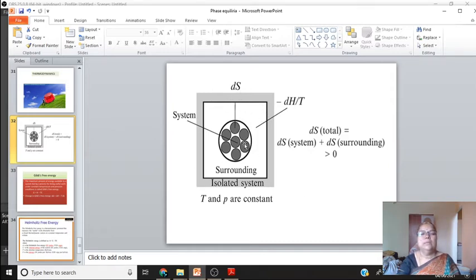Here it is a system, and out of this is the surroundings. To find the total entropy change of this system, it is the entropy of system plus entropy of surroundings, and it is always greater than 0. Every time it is not possible to measure the entropy of system and entropy of surroundings.